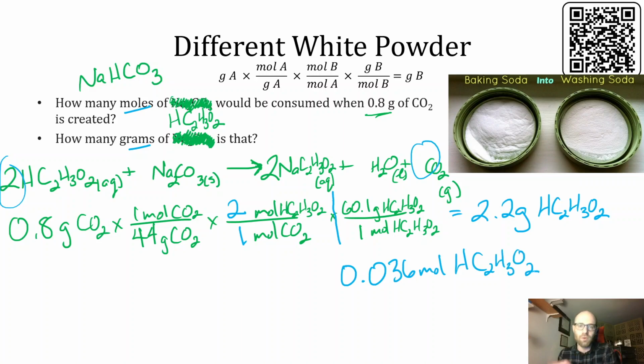You don't always have to go from grams all the way to grams. If you see that you're given grams and asked about moles, you can go back and just cross out one of these, and then you'll end up at a different ending point. You'll have moles of B because that's the last thing that's in your numerator.